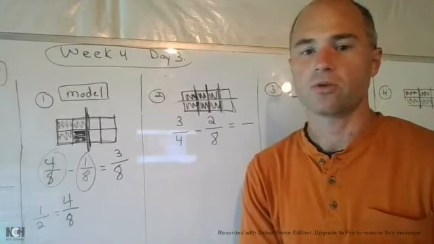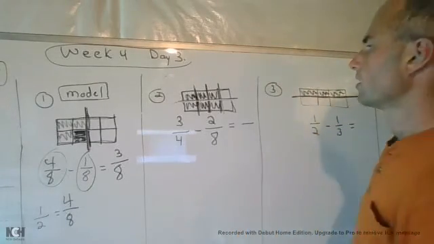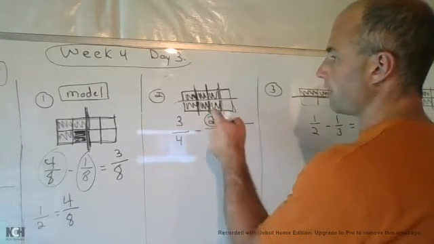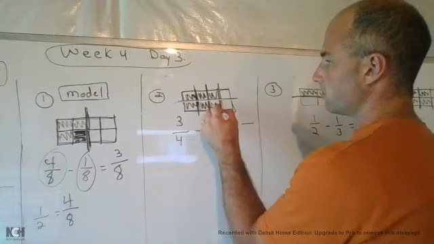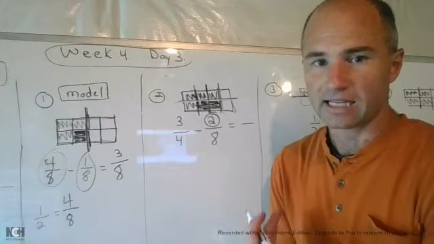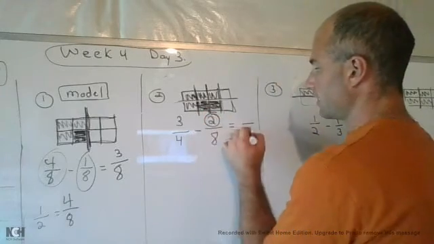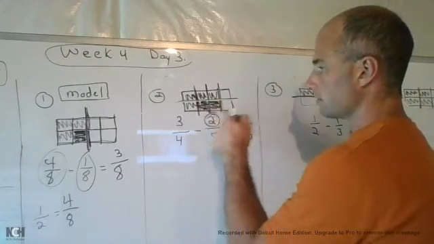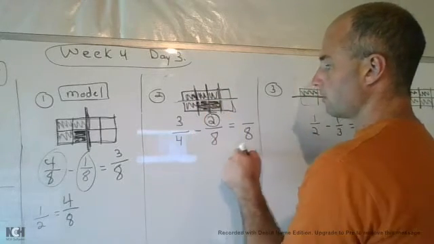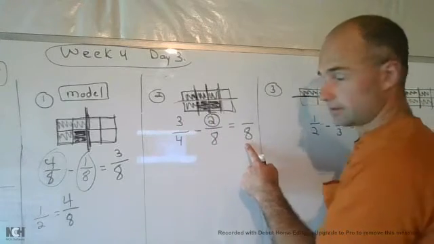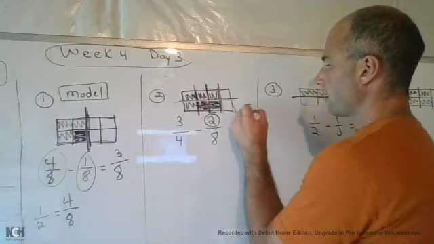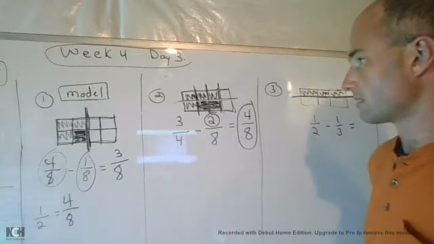Okay, 3/4 minus 2/8. So, to do this, I'm going to take away 2 of these 8s that are shaded in. 1, 2. How many 8s does that leave me with? Eighths being the key process here. Since I'm taking away eighths, I have to make it into eighths. So my answer is going to be eighths. There's going to be 1, 2, 3, 4 left, giving me the answer of 4 eighths.